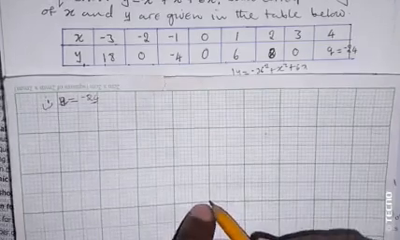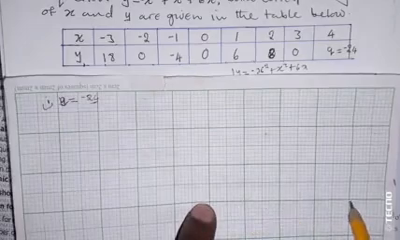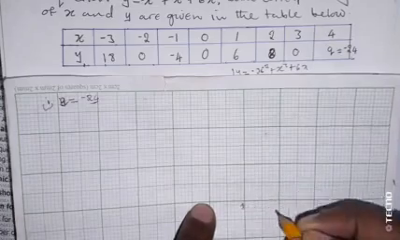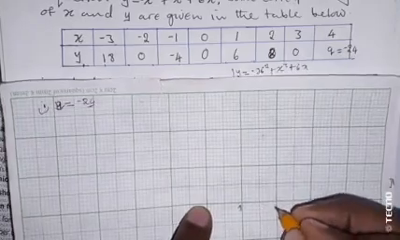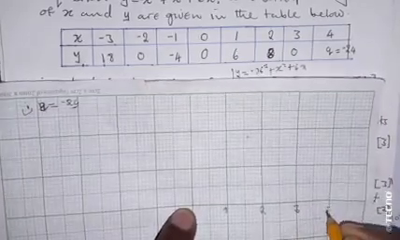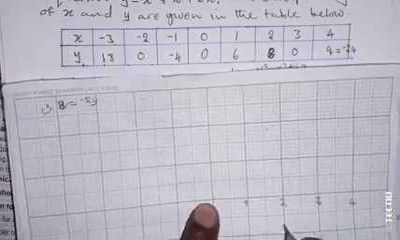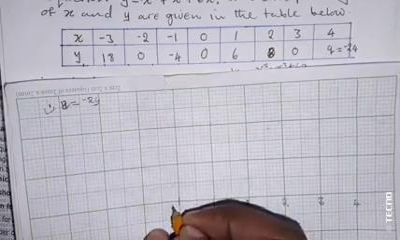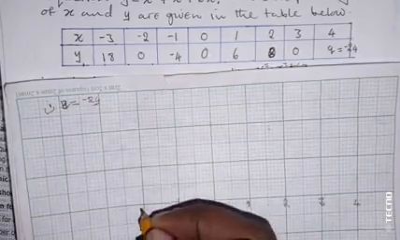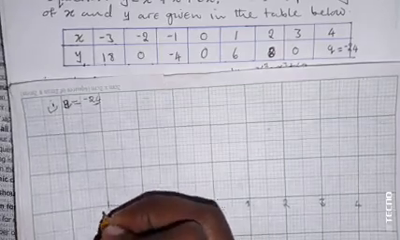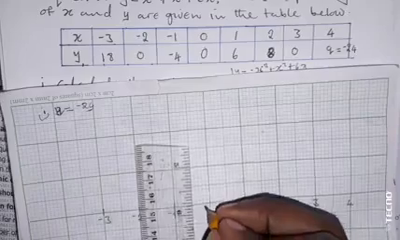So now 0 this side, 1, 2, 3, 4. Okay, so here we can have 1 this side. Hope you are seeing, 1, 2, 3, 4. We have this side here. This side again negative 1, then 2 here, negative 2, negative 3. So this is what we have. So having this here, it's a 0.